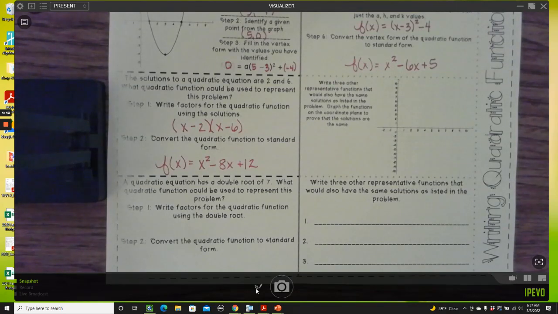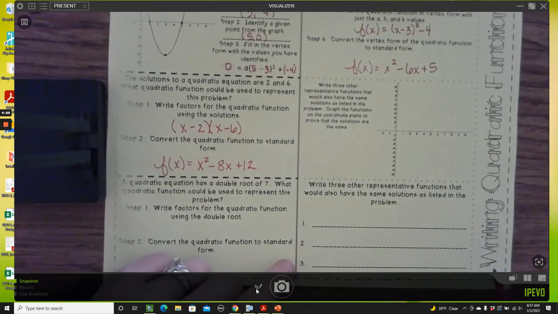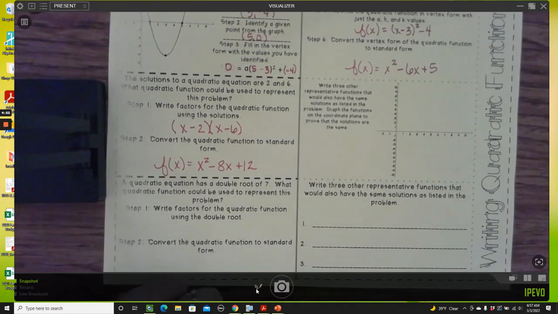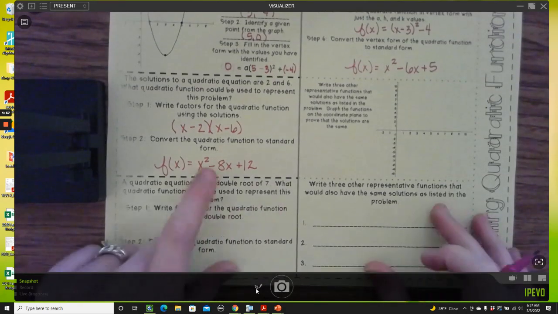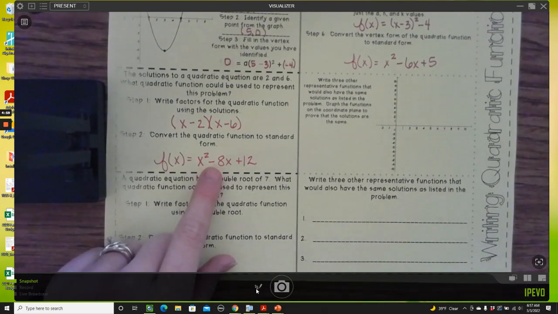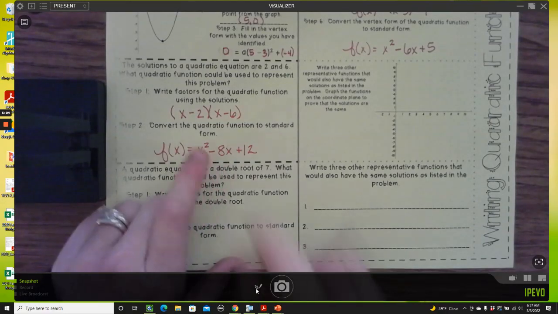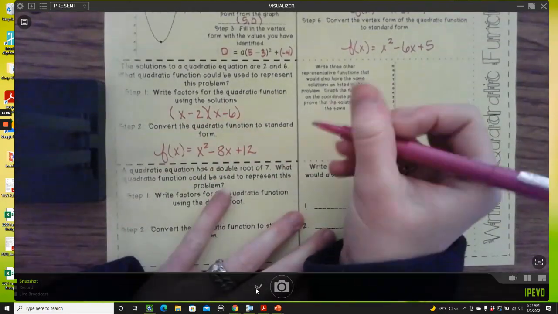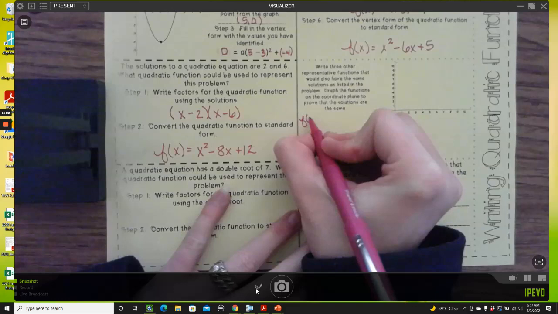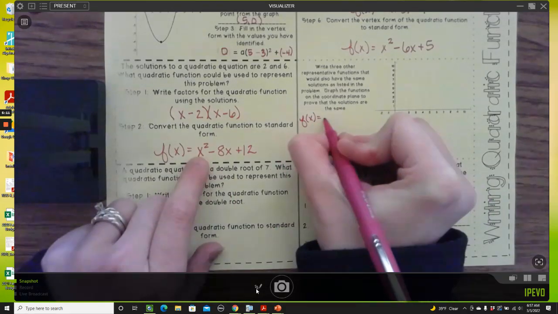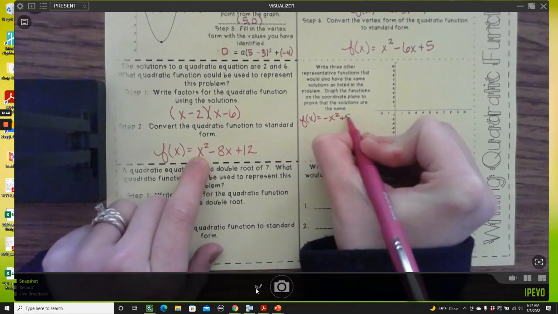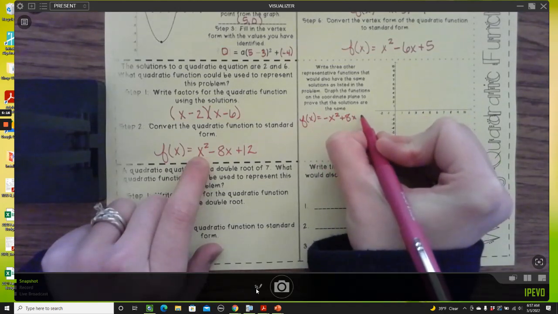All right, it says write 3 other representative functions that would also have the same solutions as listed in the problem. Graph the functions on the coordinate plane to prove that the solutions are the same. So, I'm trying to remember what I did. So one thing that we can do, we can multiply this entire quadratic function by a -1, and it would still have these two solutions. So if I did f of x, and I just change all the signs, -x squared plus 8x, and then minus 12.